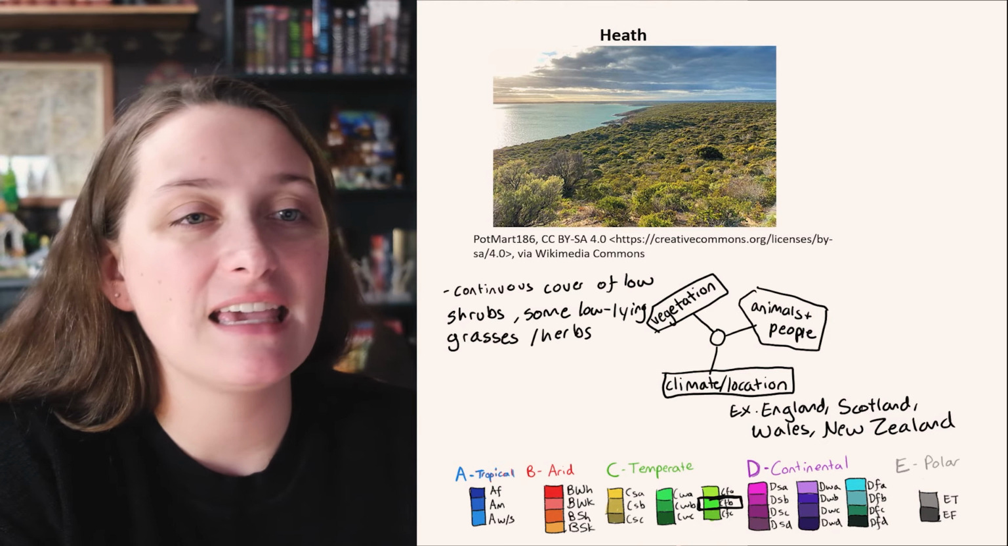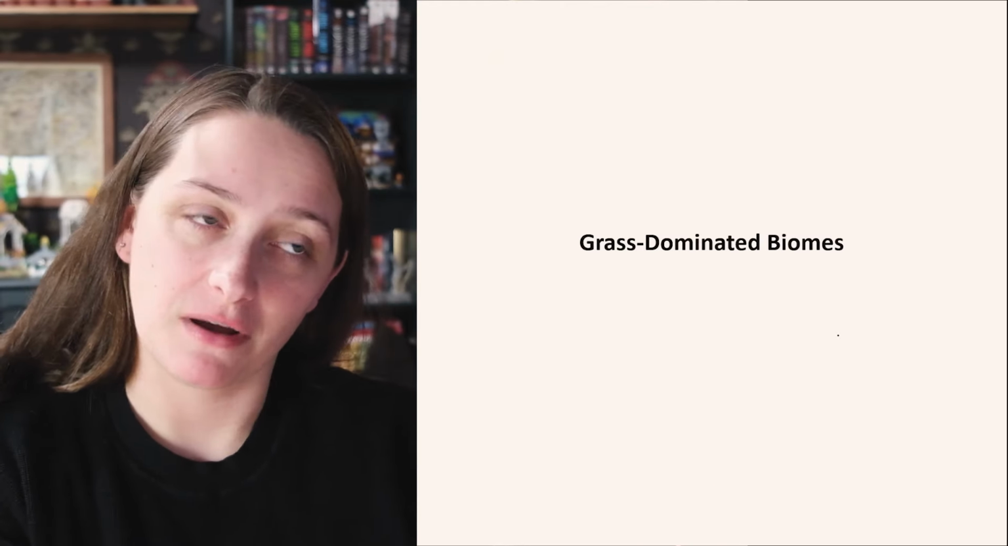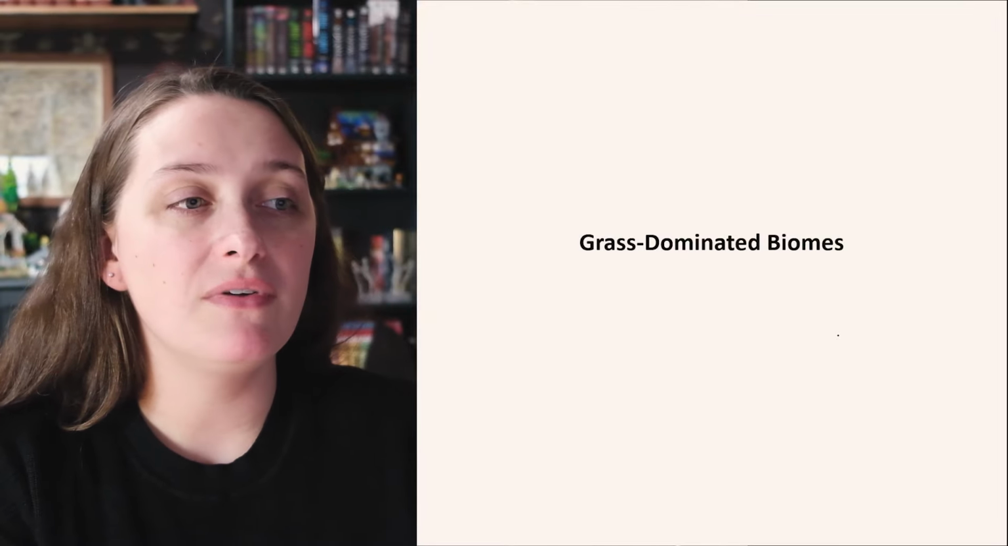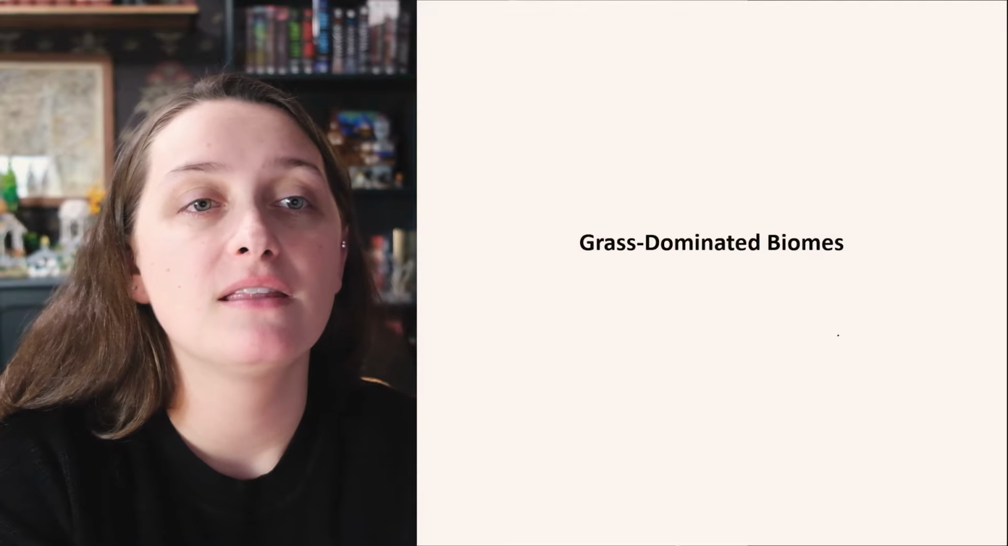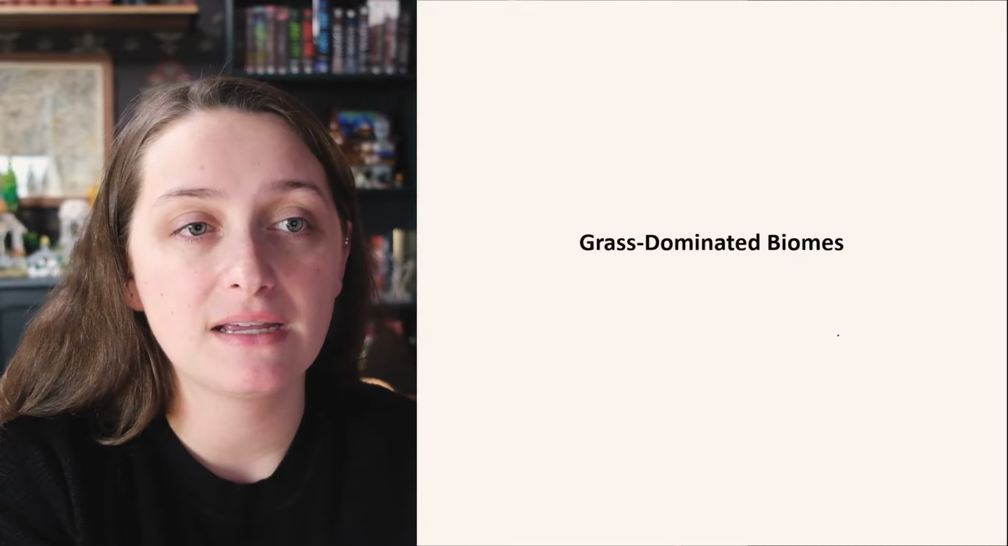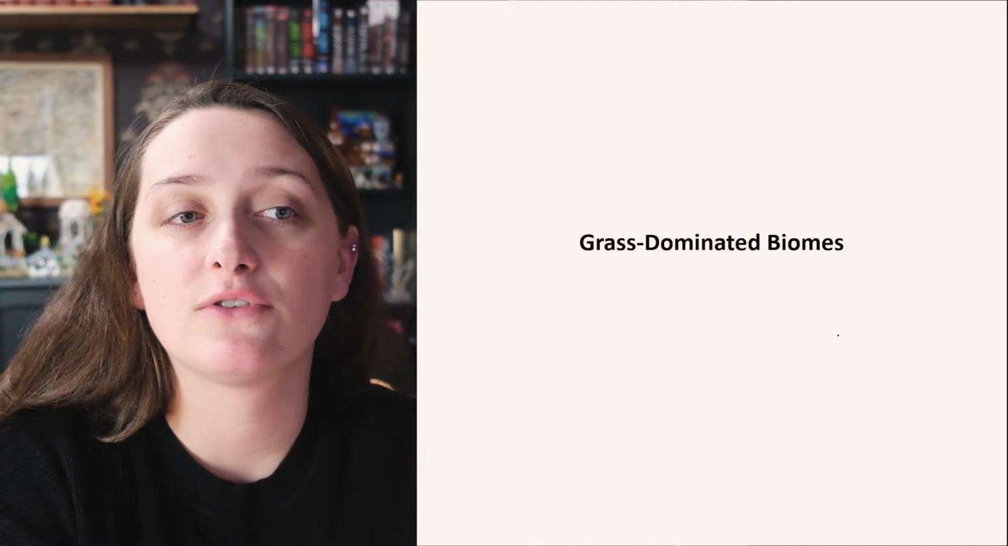Think a lot of areas like England, Scotland, Wales, New Zealand. And those are the scrub-dominated biomes. So moving on to the grass-dominated biomes, we're going to look at the 4 subtypes, the 2 tropical, the 2 temperate. And these are all large open areas dominated by grasses, lots of grazing animals.